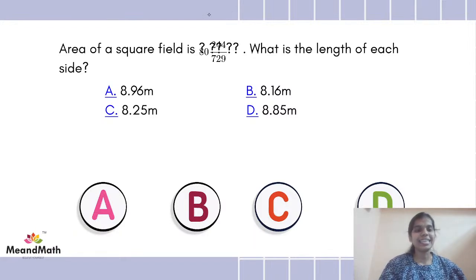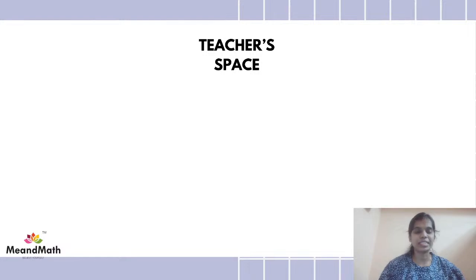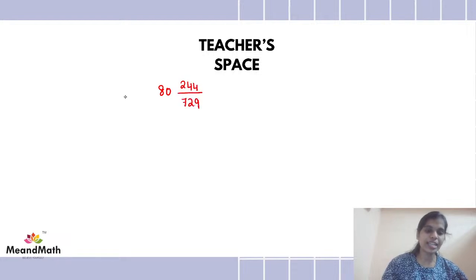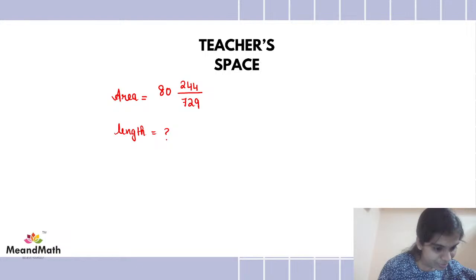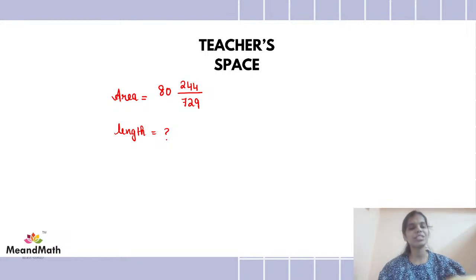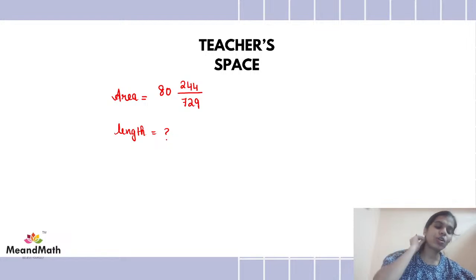Listen here. The area of a square field is 80 244 by 729. What is the length of each side? The area of a square field is 80 244 by 729. This is the given area, and they are asking for the length of a side. How will we connect to length? Yes, we are going to learn something about square roots, but not of simple equations.